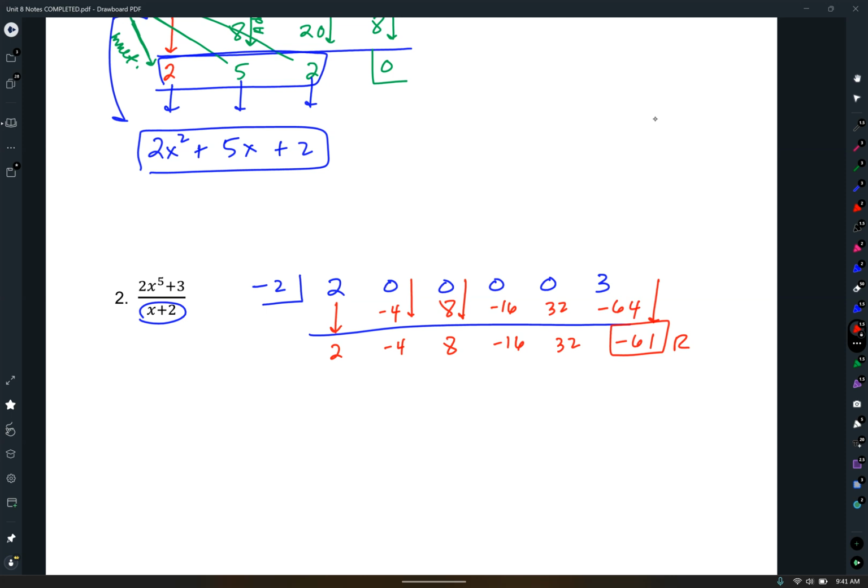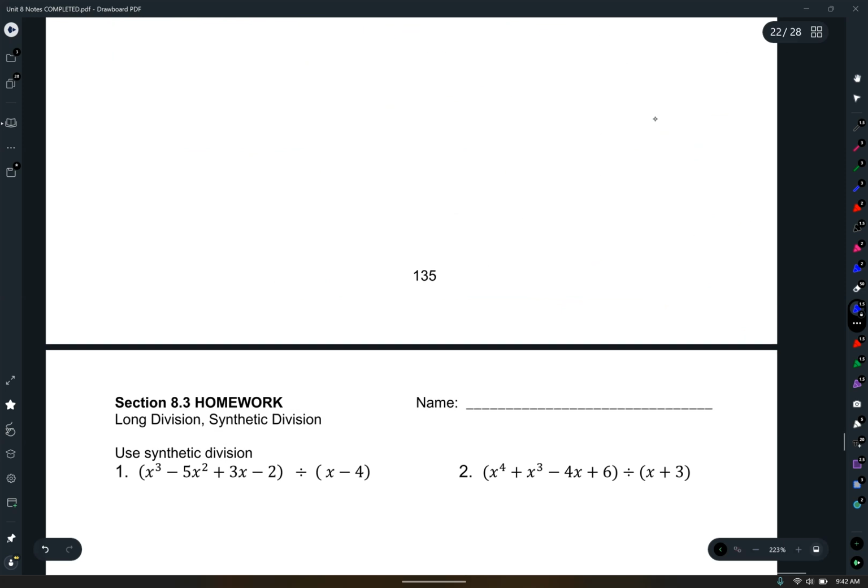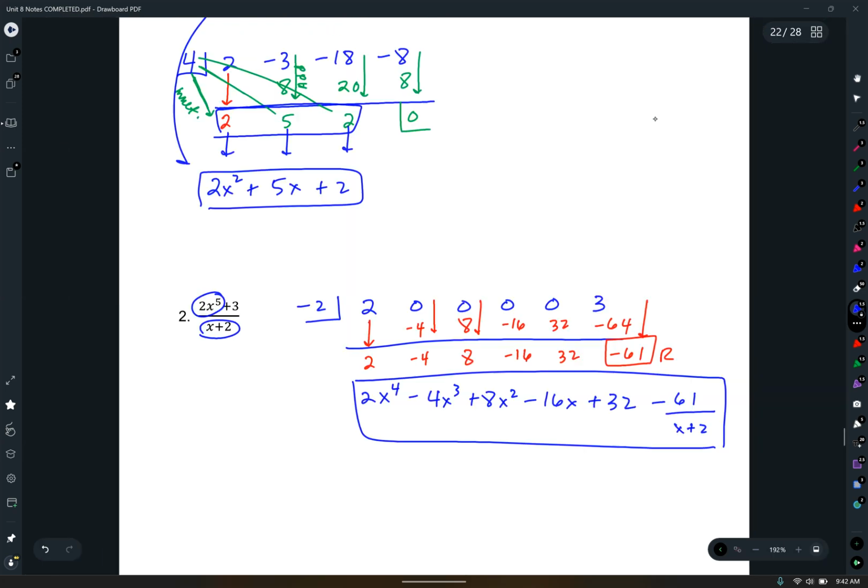So my answer is going to start with 2. And then because this started with an x to the 5th, that means my answer starts with an x to the 4th, and I just work my way down. So it's going to be minus 4x cubed plus 8x squared minus 16x plus 32, and then remember how we write remainders. We would say minus 61 over whatever you're dividing by, and I was dividing by x plus 2. So this is the solution. Okay, so that's just a little taste of long division and synthetic division.